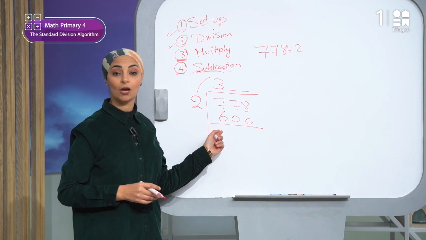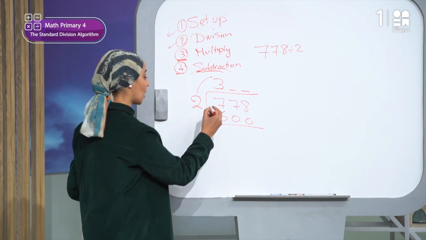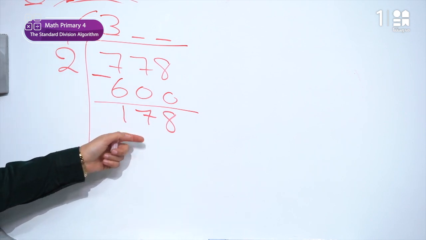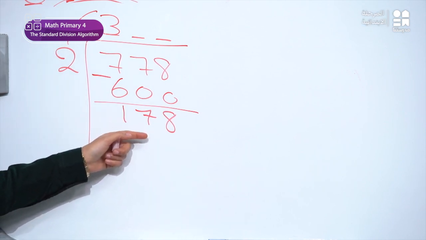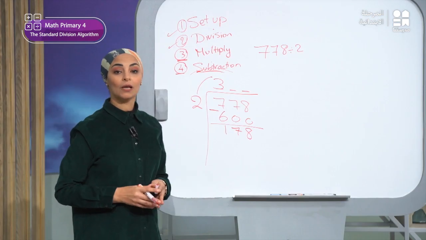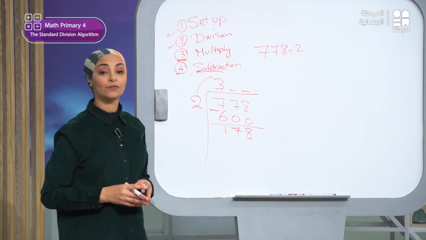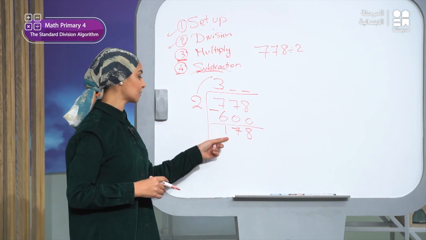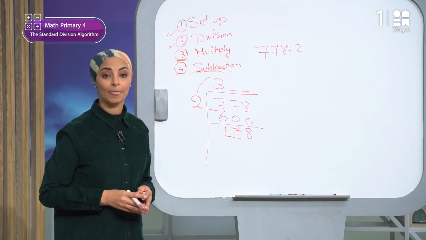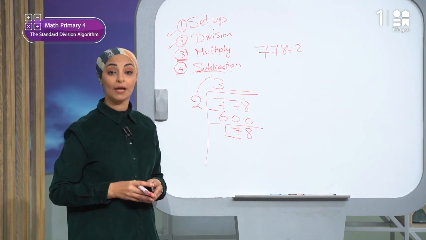778 minus 600, the answer will be 178. So this is my new dividend. I will divide this number by 2. Now this means that I will divide 17 divided by 2, right? 17 divided by 2. And the answer will be 8.